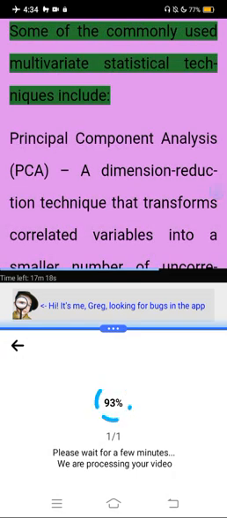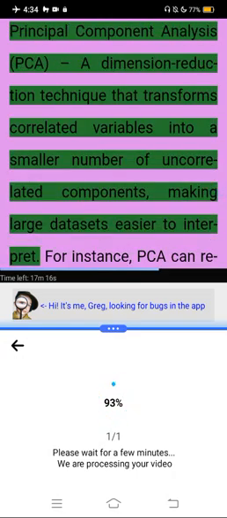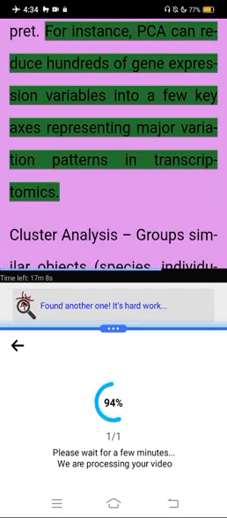Some of the commonly used multivariate statistical techniques include principal component analysis (PCA), a dimension reduction technique that transforms correlated variables into a smaller number of uncorrelated components, making large datasets easier to interpret. For instance, PCA can reduce hundreds of gene expression variables into a few key axes representing major variation patterns in transcriptomics.